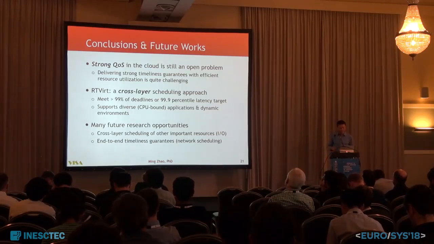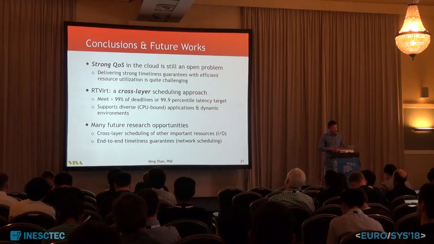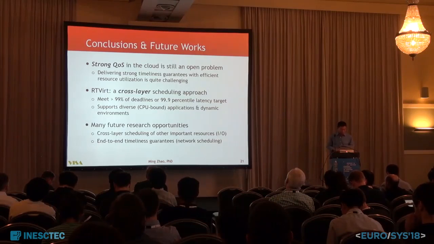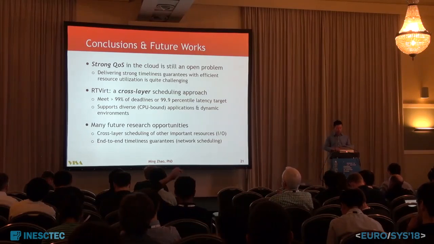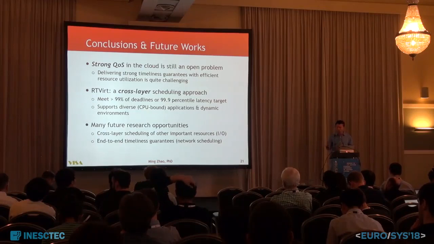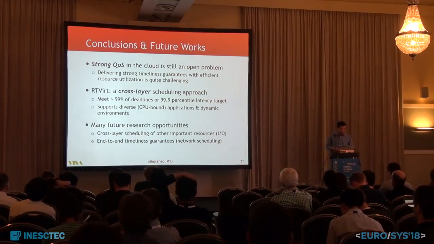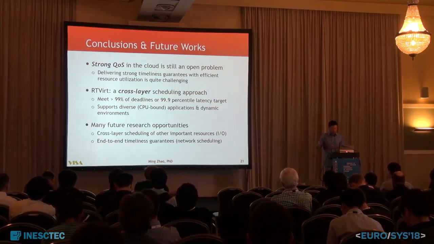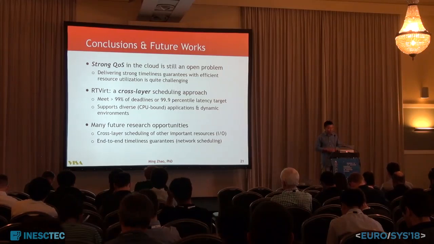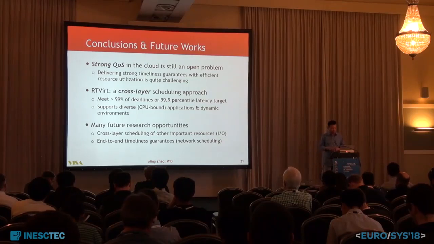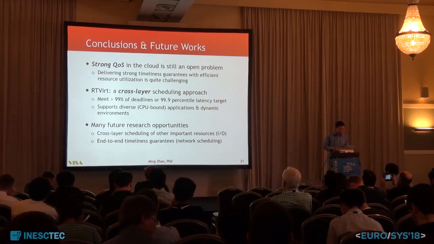Finally, to conclude, we feel that supporting strong quality of service in general is still an open problem in cloud computing research. And in this work, we focus on strong timeliness guarantees for software real-time applications and latency-sensitive applications with efficient resource utilization. In summary, RTVirt, by doing cross-layer scheduling, is able to meet 99% of the deadlines or meet a 99.9% tail latency target, and it can support diverse CPU-bound applications in a dynamic environment.